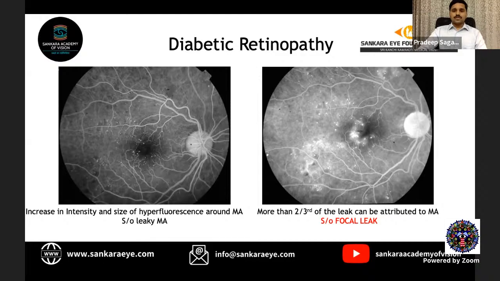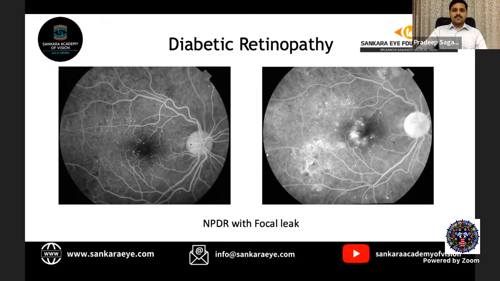On fluorescein angiography, we classify the leak as focal, diffuse, or mixed. If most of the leak is attributable to microaneurysm, we call it focal leak. If the microaneurysms are not contributing to the leak, then we call it diffuse leak. If it's partly contributing, we call it mixed.